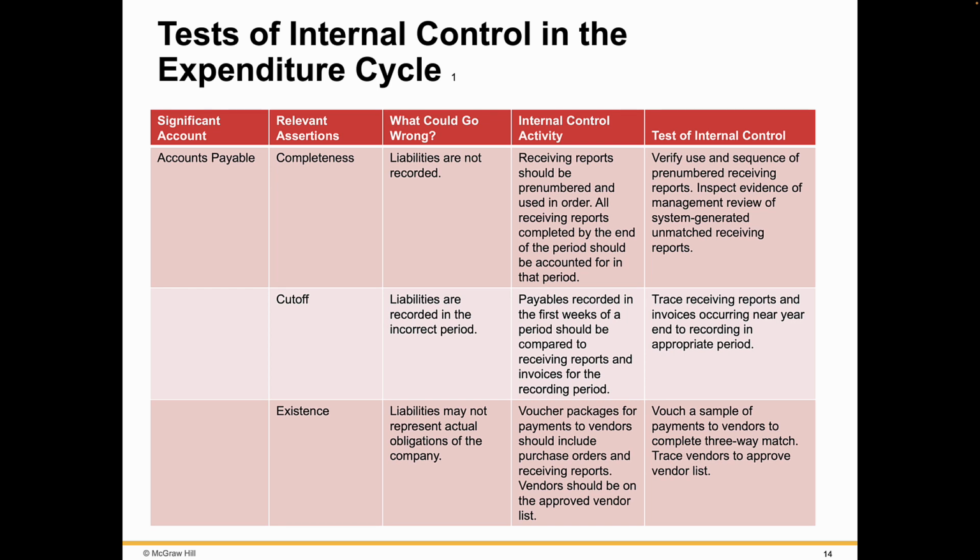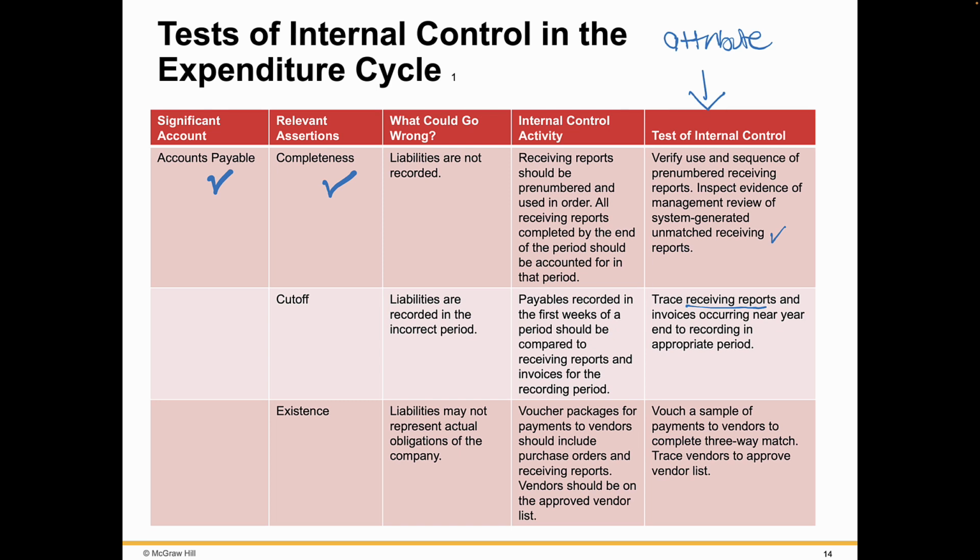So now we have a test of internal controls. In this column here is what the auditor would do. So in order to test the internal control, and remember, these are attribute tests, right? When we test internal controls, we're looking for something. So in this case, when we're looking at accounts payable for the completeness assertion, we're verifying the sequence of those pre-numbered receiving reports. We're inspecting evidence that there was some management review or that something happened with the unmatched receiving reports. When we're looking at cutoff, we're tracing those receiving reports and invoices, ensuring that it was recorded in the proper period.